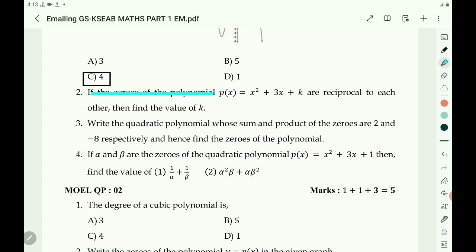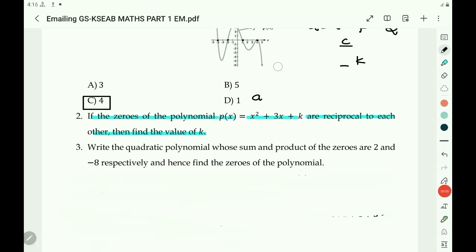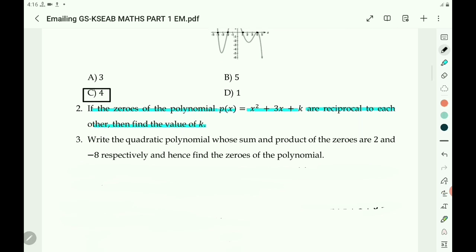If the zeros of the polynomial p of x equals x square plus 3x plus k are reciprocals of each other, then find the value of k. Here the two roots are alpha and beta. One root is the reciprocal of the other, means alpha and 1 by alpha are the roots. Here alpha equals alpha and the other root beta is equals to 1 by alpha.